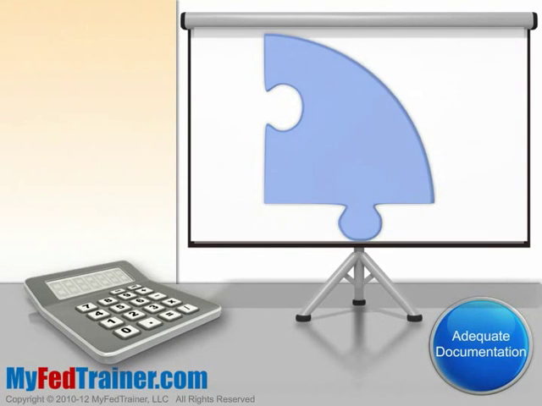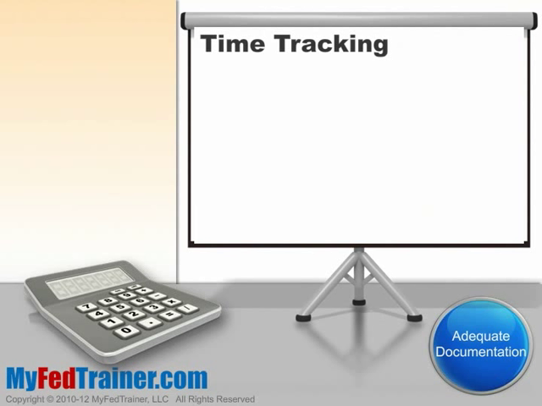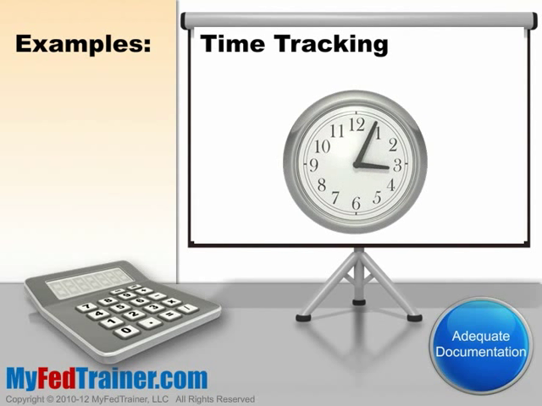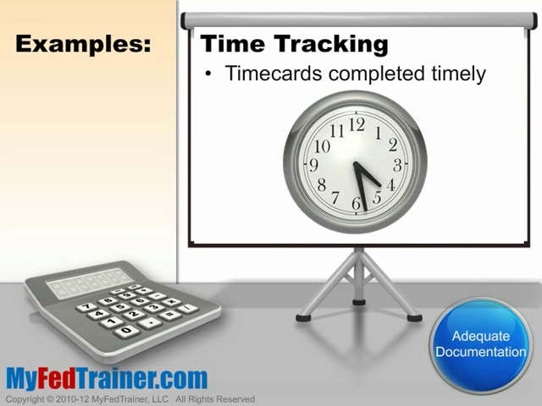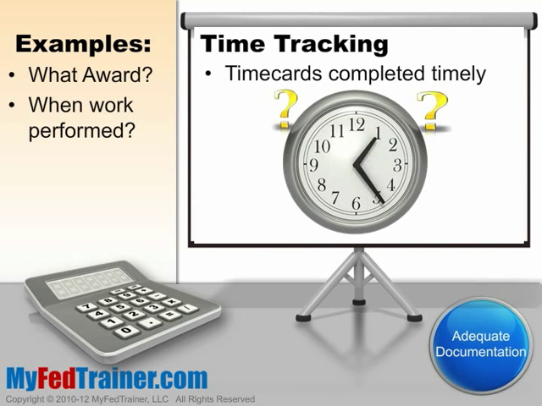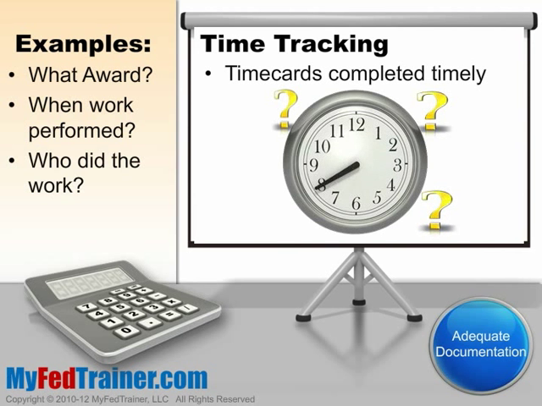Time tracking is another area of documentation that gets a lot of federal scrutiny. An example of adequate source documentation for timekeeping would include time cards or other labor reporting completed in a timely manner. A time card should have sufficient detail to determine what award was worked on, when the work was done, who worked on the award, and when the time was reported.